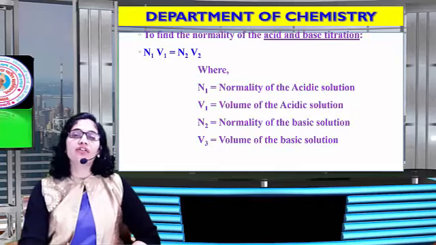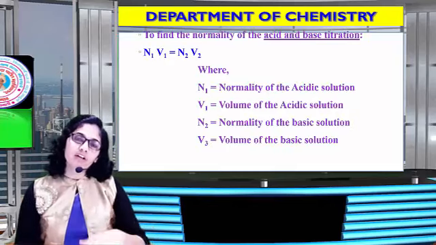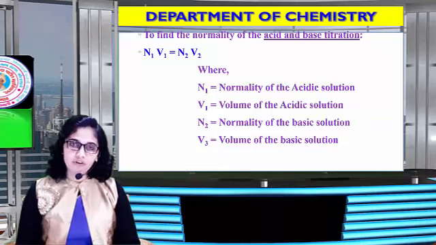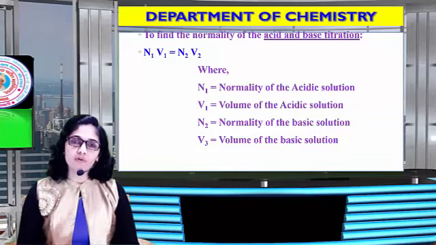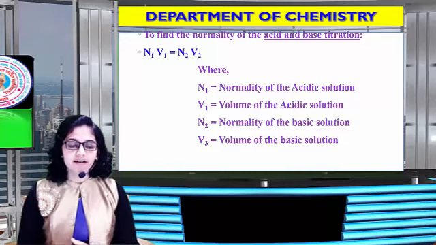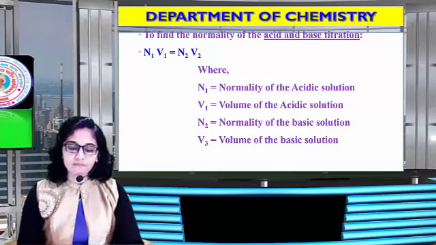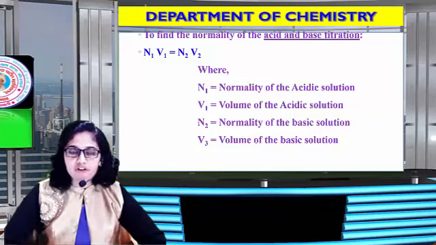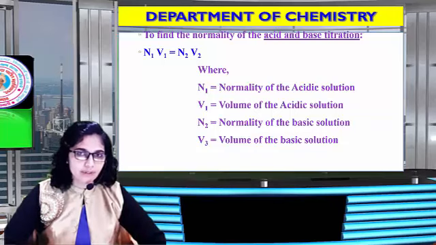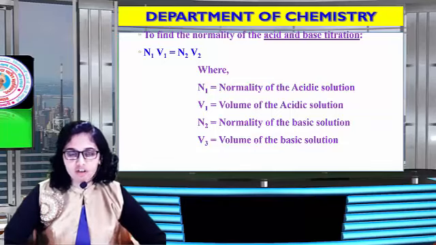So how to find out the normality of an unknown concentration? Here we need to use the relation N1V1 = N2V2. So how can we calculate the unknown concentration? In the case of acid-base titration, N1 is the normality of the acid solution, V1 is the volume of the acid solution, N2 is the normality of the basic solution, and V2 is the volume of the basic solution.